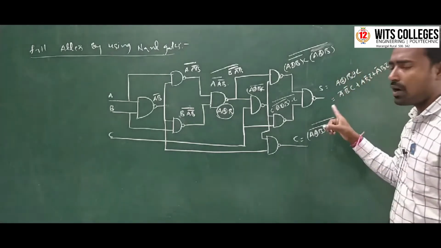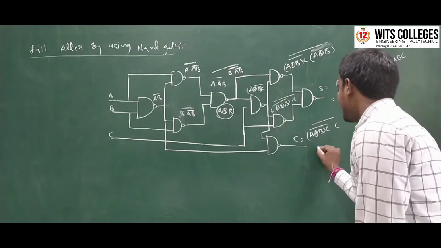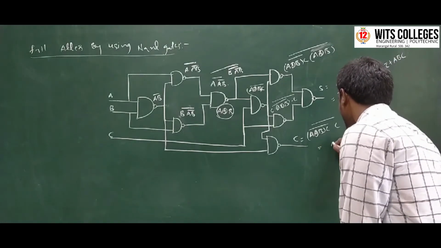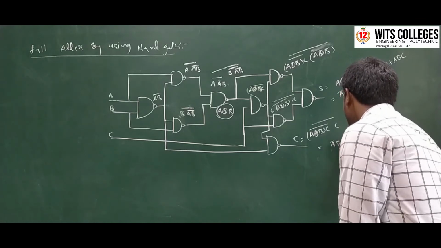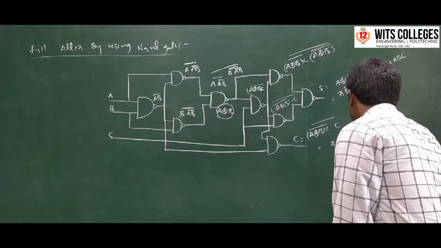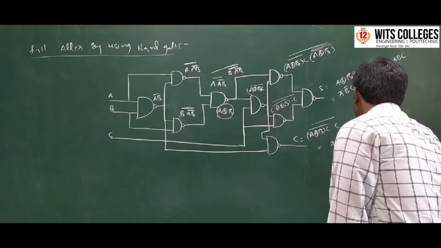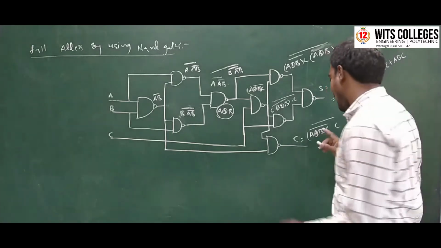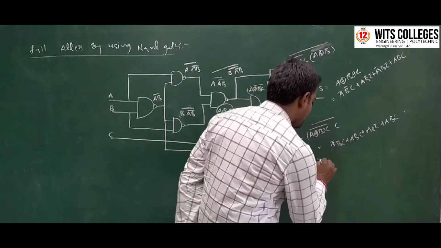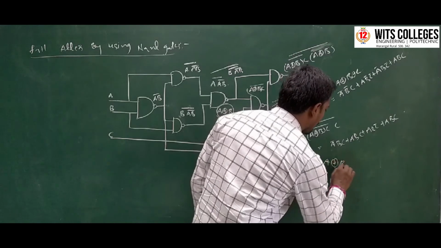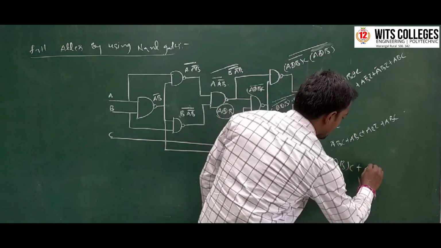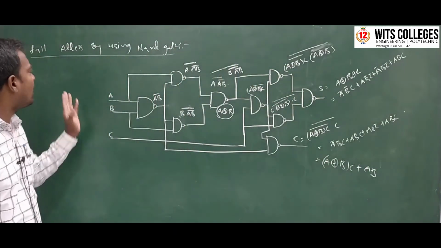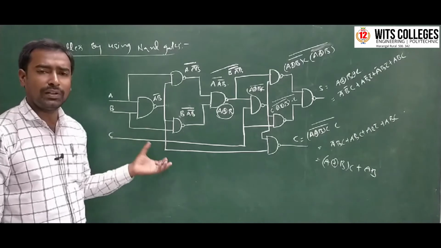So this is the actual output of the sum here, and this carry output can be written as C is equal to A bar B C plus A B bar C plus A B C bar plus A B C, and this can also be written as A exclusive or B into C plus AB. So this is the designing of full adder circuit by using only NAND gates.